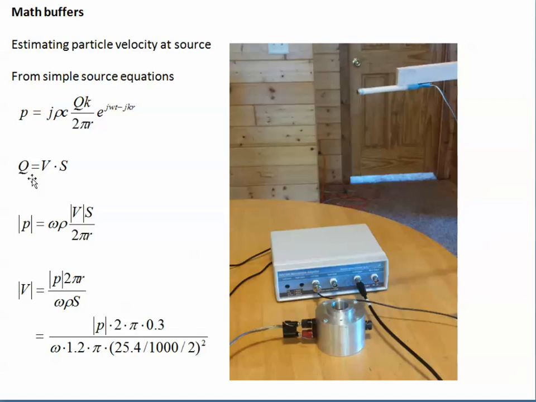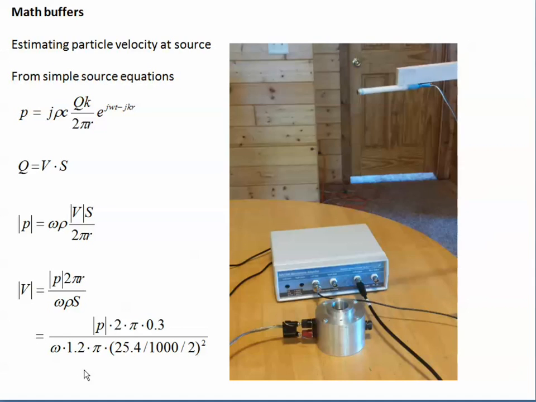So Q, the source strength, is going to be the particle velocity times the surface area of this throat on the speaker. If we just look at the magnitude terms and get rid of the complex terms, the phase delay part of that exponential, and we substitute omega over c for the wave number k, we end up with this expression. So the pressure is equal to the particle velocity times the surface area divided by 2 pi r, and then that's multiplied by the radian frequency and the density. Solving for the particle velocity v, we have this expression.